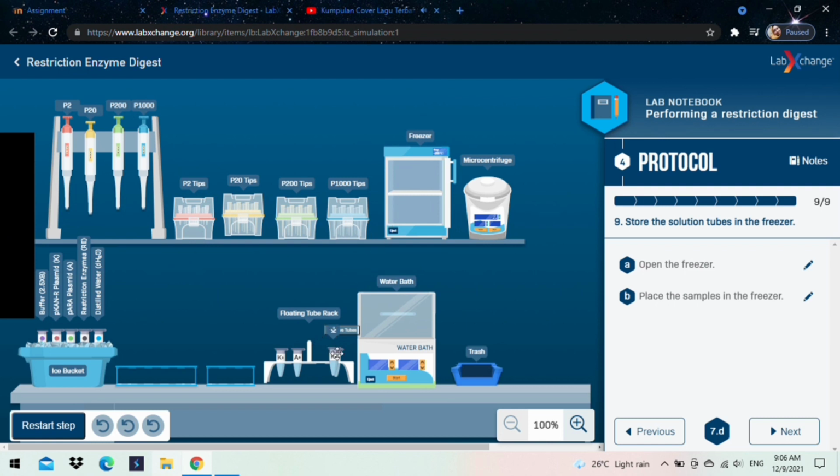Lastly, store the solutions tube in the freezer. Open the freezer and place the samples in the freezer.